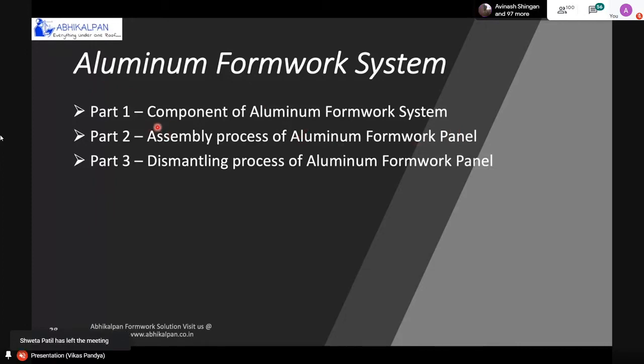I have divided the rest of the slides into 3 parts. First, we'll see the components of the aluminium formwork system, the different parts. The second part of the presentation will be the assembly process of the aluminium formwork system, and the third will be the dismantling of the system. So we'll start with the components of the aluminium formwork system.